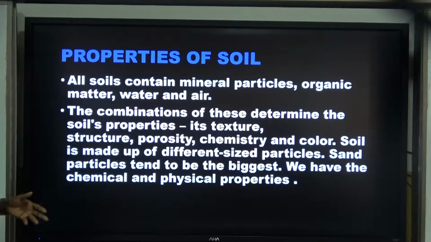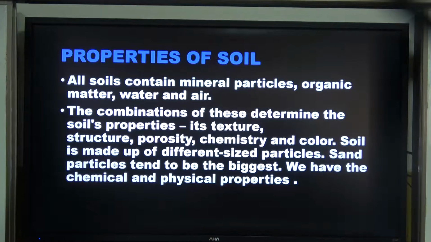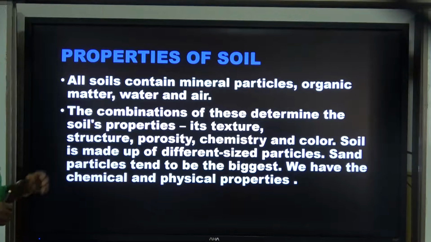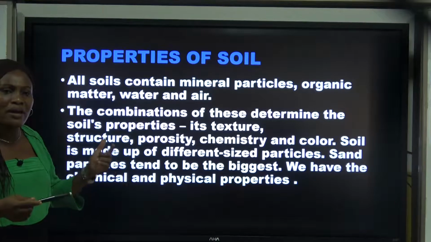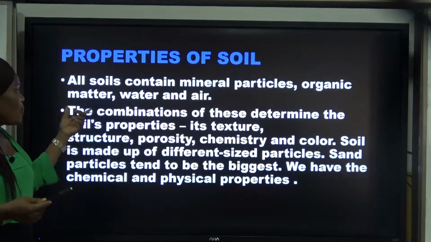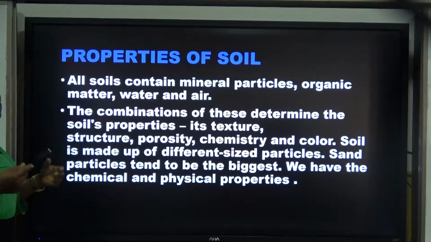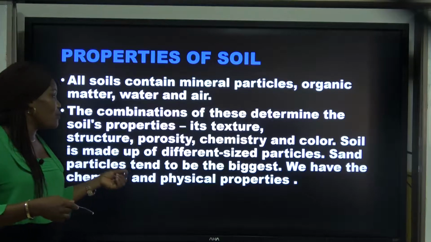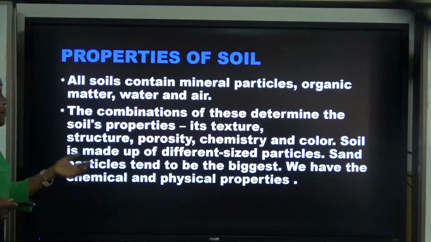Properties of soil. All soils contain minerals, particles, organic matter, water and air. Soil contains air, water, and organic matter. The combination of these determines the soil properties. When we talk about the properties, we talk about the texture, the structure, porosity, chemistry, and color.